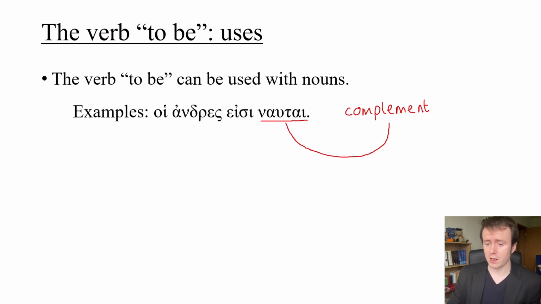And the complement in Greek will not have the definite article before it. So that's one way you can tell what is the subject and what is the complement. So even if this sentence was in a different order, it would mean the men are sailors. Now, as I was saying, both the subject of the verb to be and the complement go in the nominative case. Okay? Everything's in the nominative with the verb to be, because nobody's doing anything to anybody else.